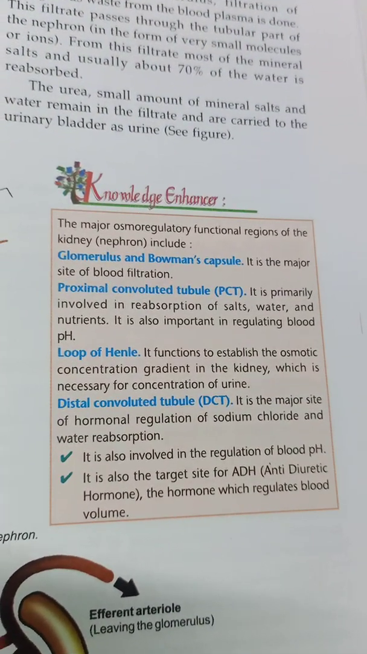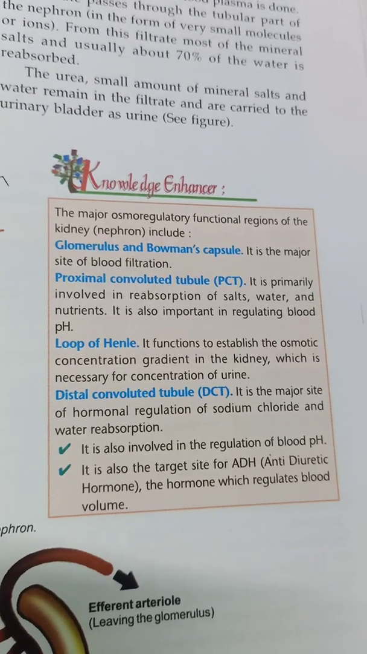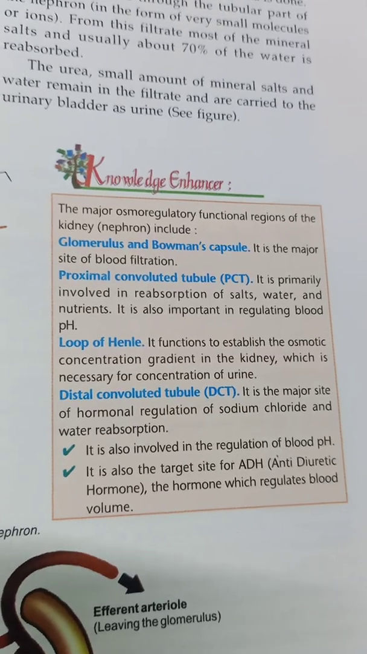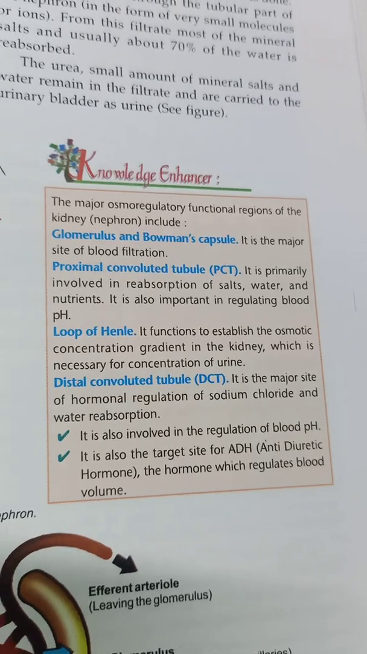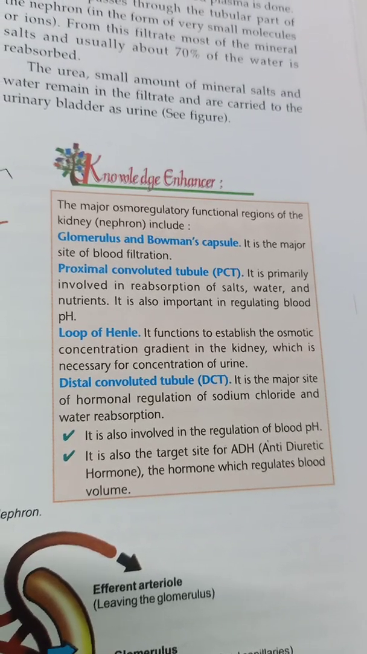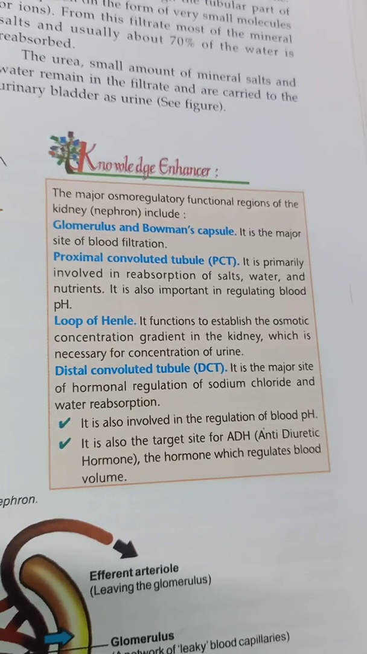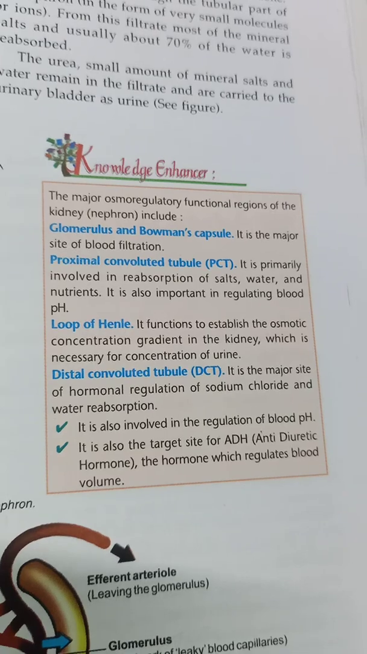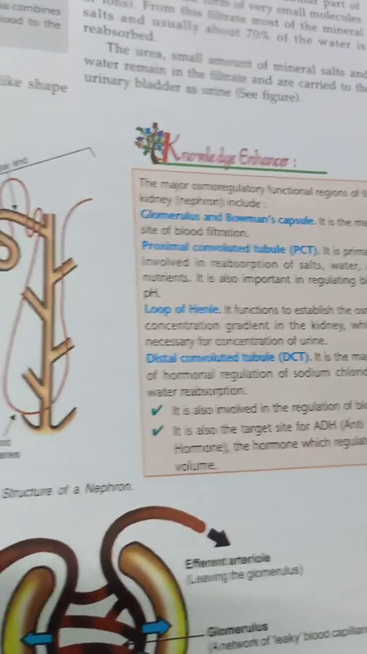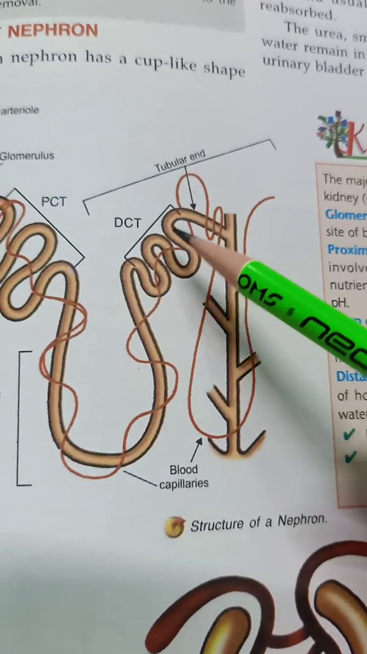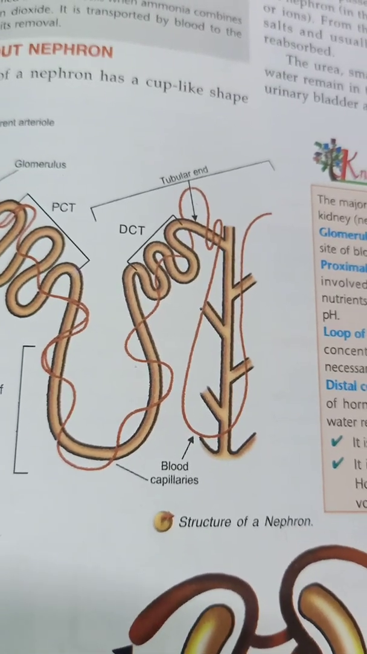Its function is to establish the osmotic concentration gradient in the kidney, which is necessary for concentration of urine. So its function is that it regulates the osmotic concentration in the kidney, and it is necessary for the concentration of urine. Now the distal convoluted tubule, that is DCT. In this picture you can easily see that this part is known as DCT, the distal convoluted tubule.